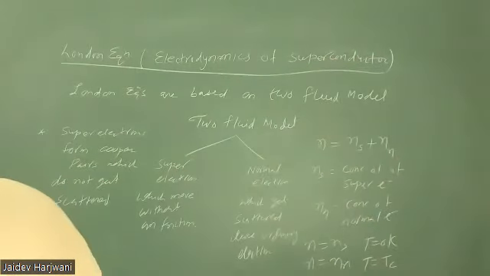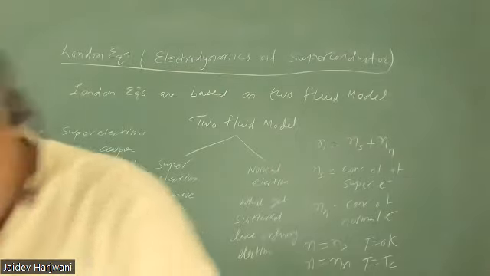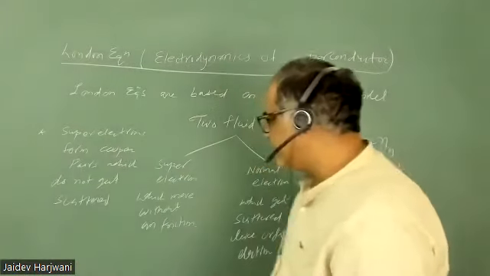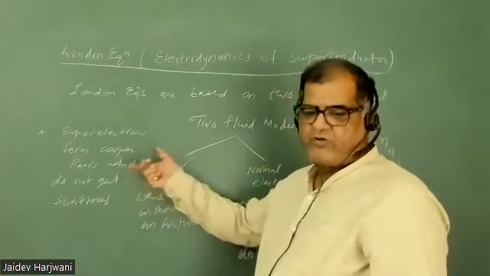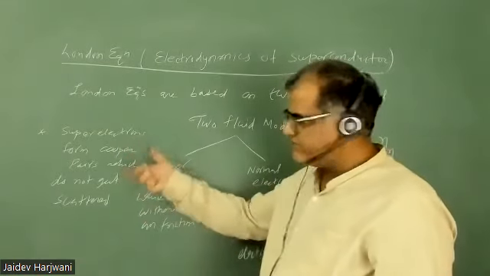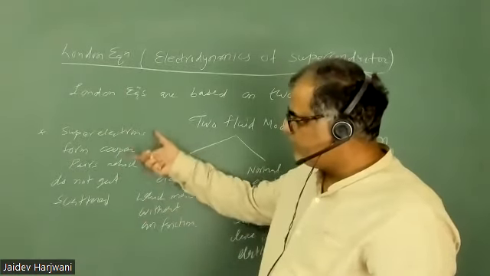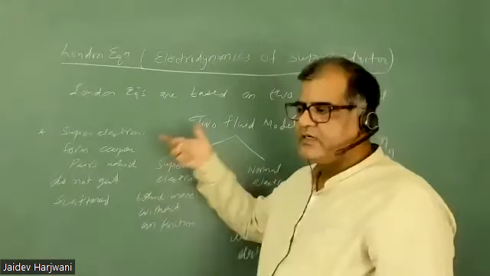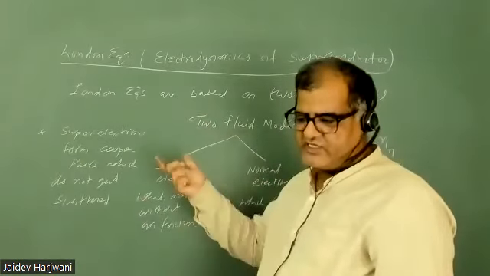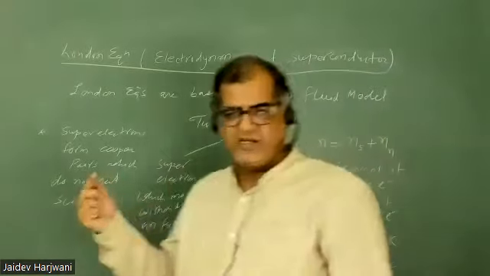Which they move with a frictionless motion. So the ones which are not scattered remain in the form of Cooper pairs. Okay, we'll discuss Cooper pairs in BCS theory. Super electrons form Cooper pairs, and the Cooper pairs do not scatter with the lattice, like we have seen when electrons are moving in a lattice.